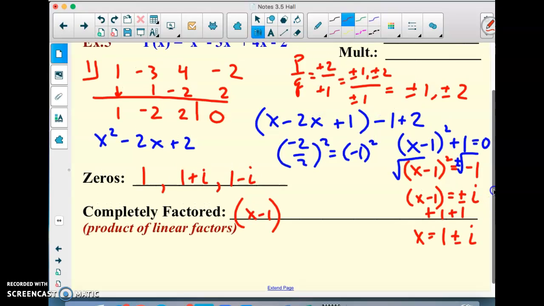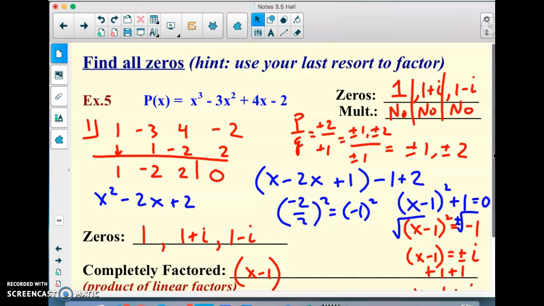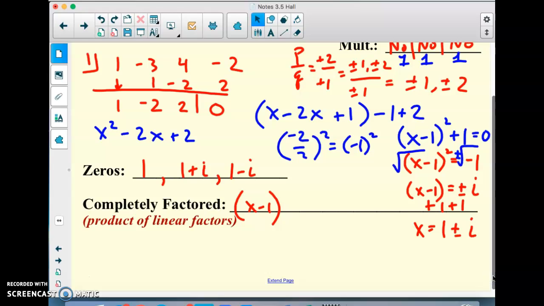Is there any multiplicity? So I'm going to go up here and actually do this real quick. 1 plus i and 1 minus i. Was there any multiplicity? Any of these? No. No and no. Why not? Because there's only one of each one. There's only one of those, and one of those. All right? Great.